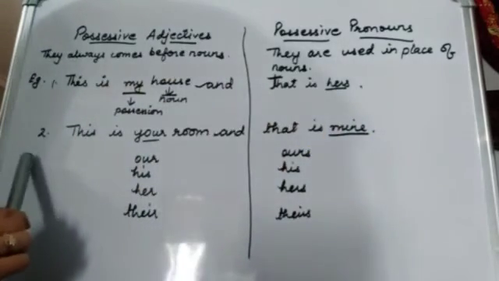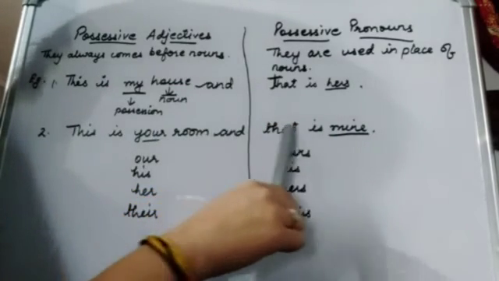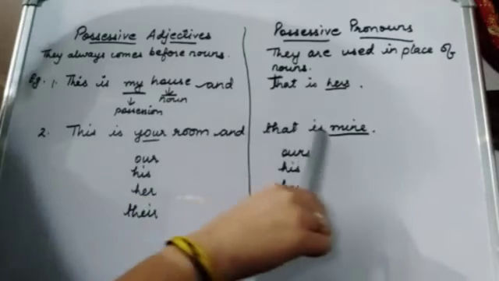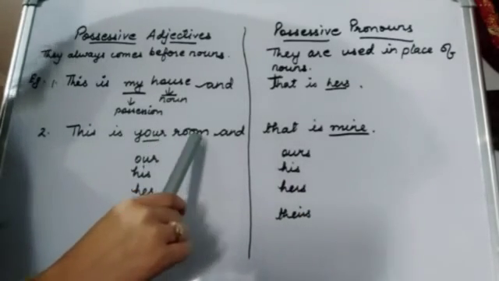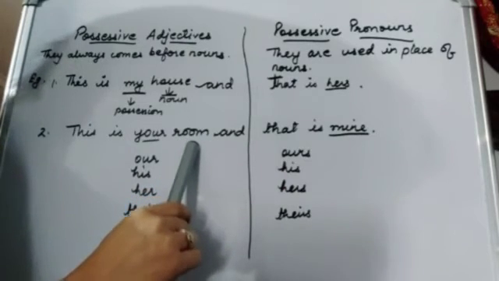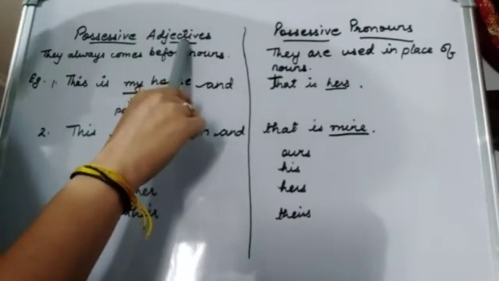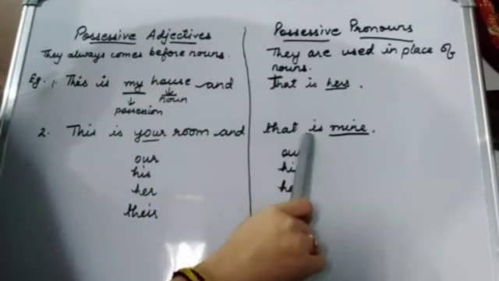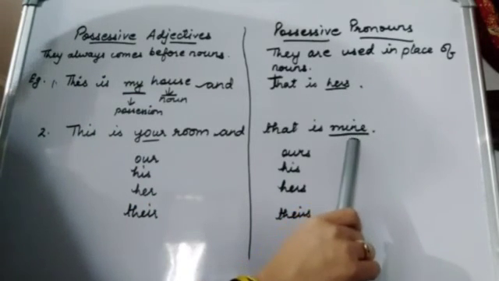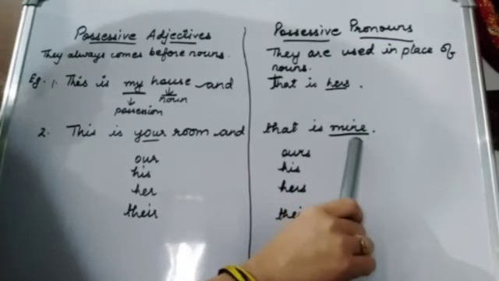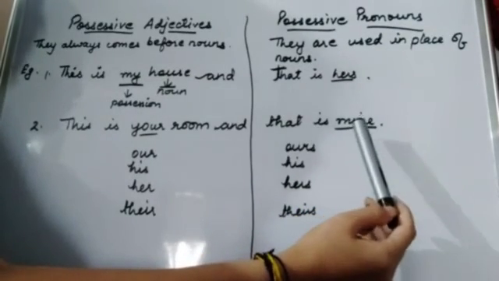Okay. Now let's take the second example. This is your room and that is mine. Here we are talking about a room. Now I'm saying this is your room. You can see the noun over here. Room is a noun. And before the noun I have used the word your, which is your possessive adjective. And here I'm talking about a room, but I have not mentioned room over here. So in place of room what have I mentioned? I mentioned mine, because it is understood that I am talking about a room here.